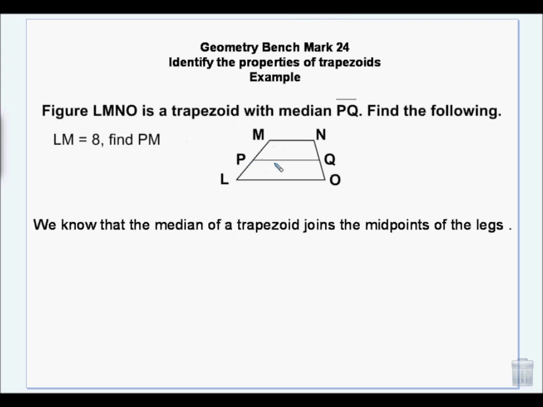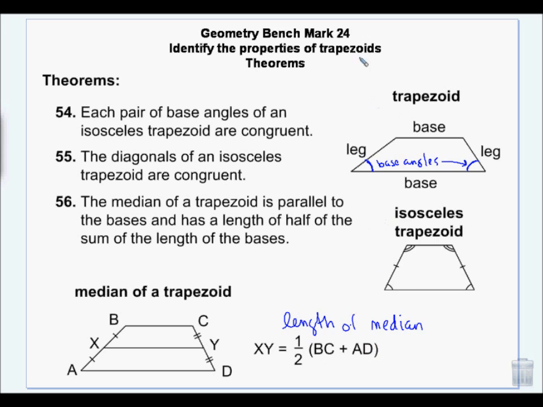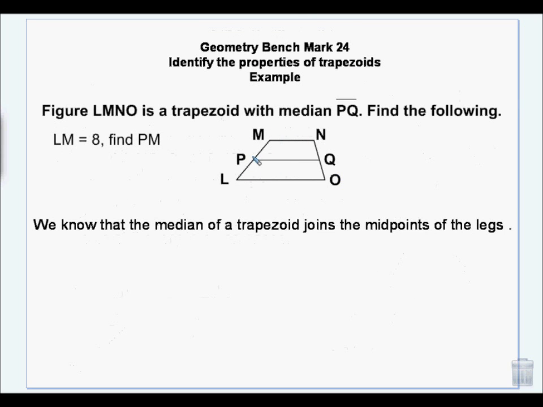So LMNO is a trapezoid with the median PQ. So we need to find the length of the median. Well, to do that, that's 1/2 of the sum of the bases. Oh no, sorry, we're not even doing that. We're doing LM, that's 8, right? So this whole thing is 8. So what's this part of it? 4. No, I was reading it wrong, and I was thinking we were talking about the length of the median. But we were just talking about the midpoint of the leg, basically. P is a midpoint of this leg, Q is a midpoint of that leg. Everybody got that?